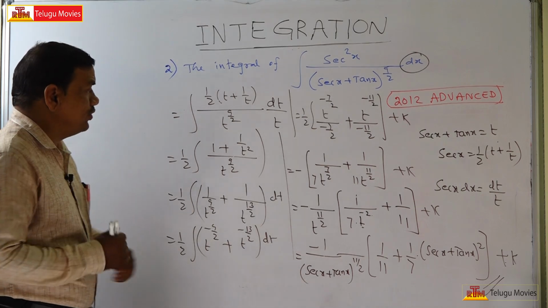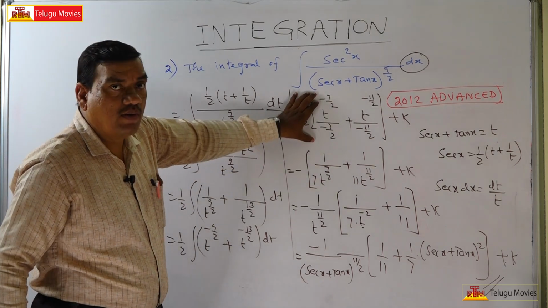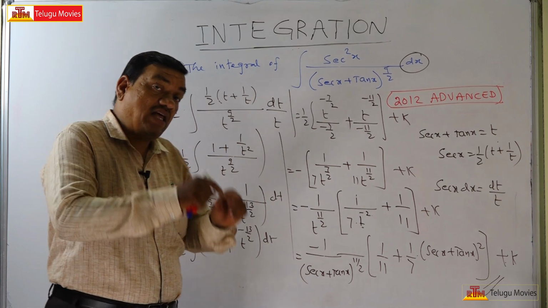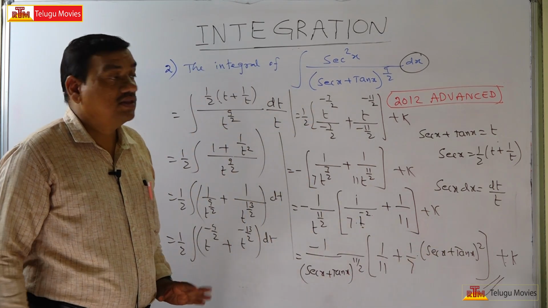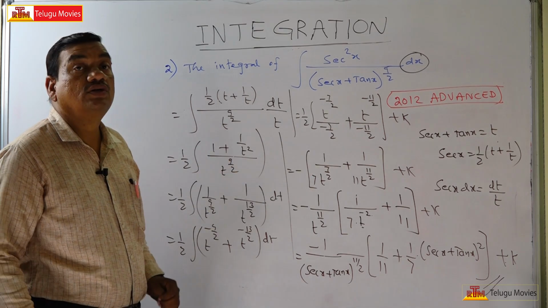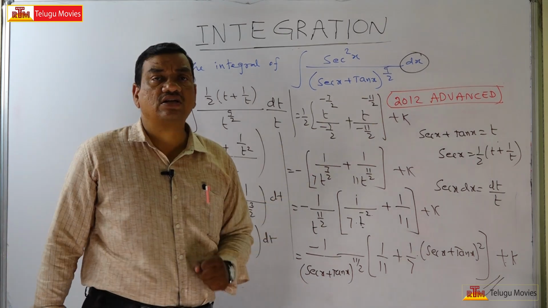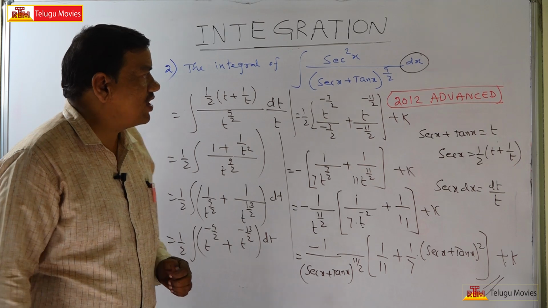Actually speaking, up to here the problem is over. But in the options it is given in this format. That's why we struggled hard to get this problem. This was asked in the 2012 Advanced problems.